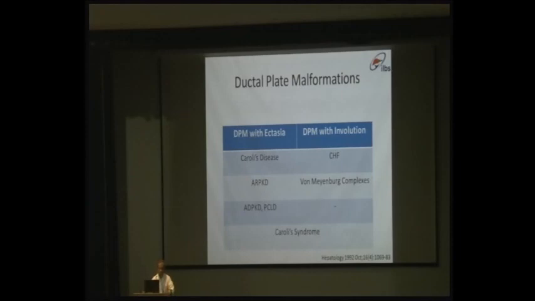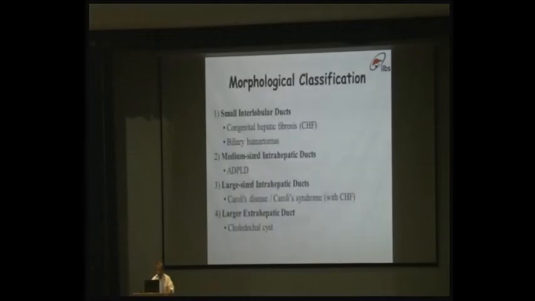the involution. So ectasia ones are Caroli's disease, and this is usually associated with ARPKD, autosomal dominant polycystic kidney disease, or polycystic liver disease. Then with involution, these are congenital hepatic fibrosis or von Meyenburg complexes, also known as biliary hamartomas. And when there is a combination of Caroli's disease and congenital hepatic fibrosis, that is called Caroli syndrome.